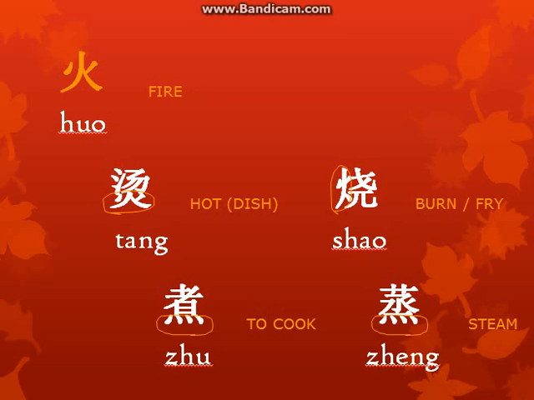And here we have the building block huo, which, like shui, has different forms depending on where it's placed in the character. So in the first one, it's put at the bottom, the second one is put on the left, and then the other 2 are put at the bottom, and it looks a little bit different in each.